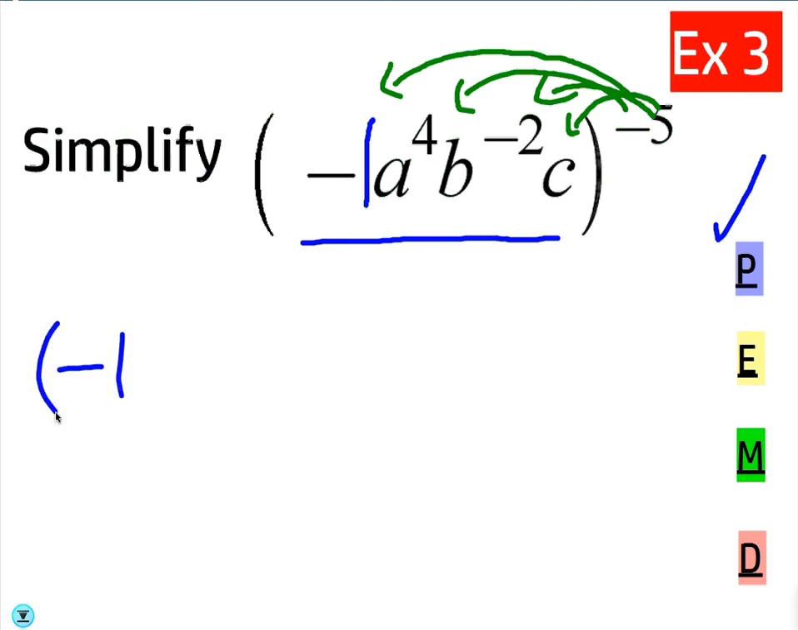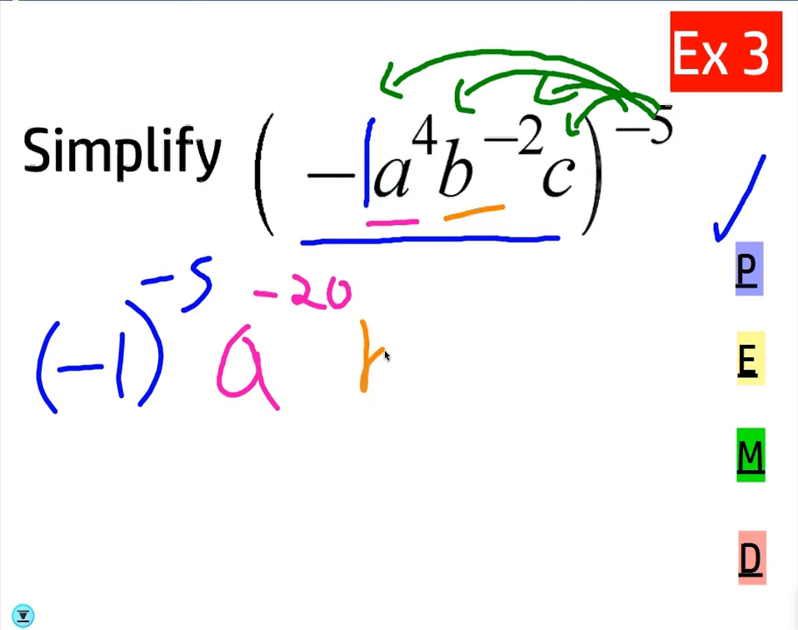Okay, so first off, we have -1 to the -5th. Then we have a to the 4th to the -5th, which is a to the -20. Remember, you multiply the exponents. b to the -2 to the -5th is +10. -2 times -5 is +10. And then the c does not have an exponent, so the -5 becomes the exponent. Remember, you can think of that as a 1. So 1 times -5 is -5.